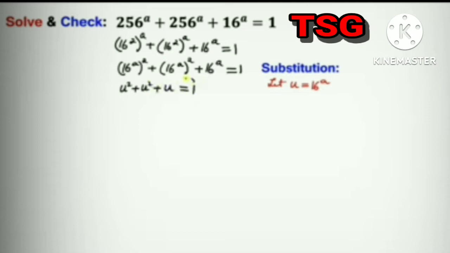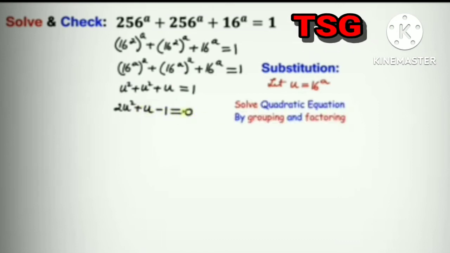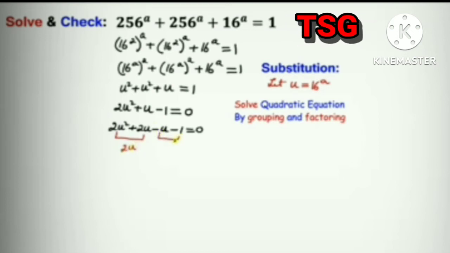And now let's go ahead and move this 1 on the left hand side and combine these like terms. So we're going to have 2u squared plus u minus 1 equals 0. And now we can see that this is our quadratic equation, and we are going to solve it by grouping and factoring. So therefore let's go ahead and tweak this 1u. u could be written as 2u minus u, and now we can see 2u is in common between these first two terms, and here negative 1 is in common between these last two terms.